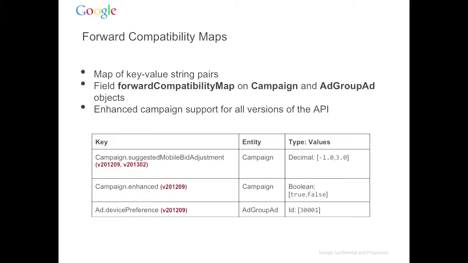This field forward compatibility map was added to the WSDL a few versions ago, so it allows us to add new fields and things to the API without having to change the WSDL. So, for instance, in addition to suggested mobile bid adjustment, we have campaign.enhanced and ad.devicepreferred.